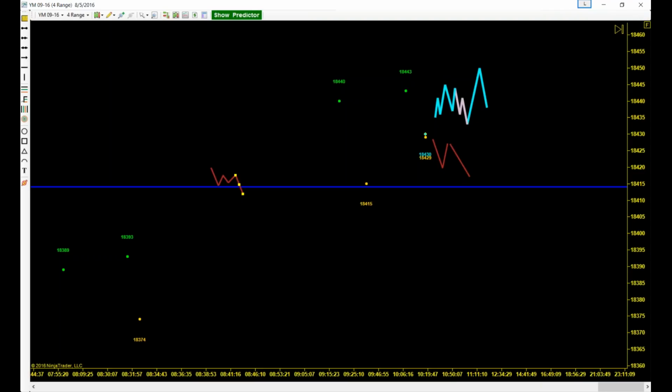And remember, these trades were called live in the room on Friday, and we didn't go against the trend like I did today. But you will notice that you did make some money going against the trend, too.